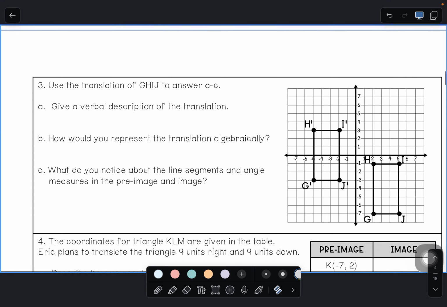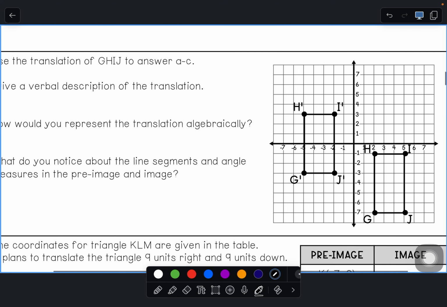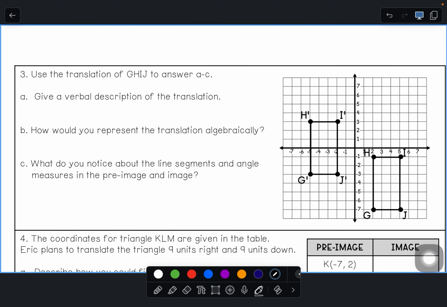Here we go. Use the translation of GHIJ to answer questions A through C. We'll notice here that the pre-image is in the 4th quadrant. The image is split between the 2nd and 3rd. Give a verbal description of the translation.